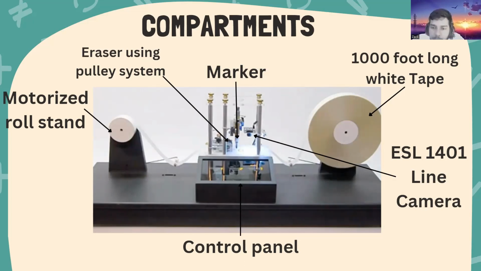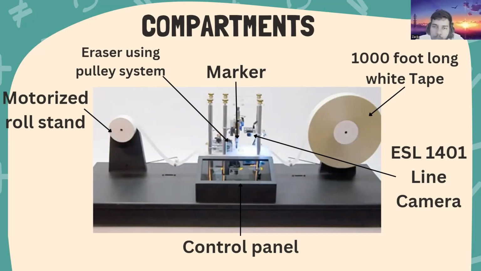And then next is the eraser. As you can see, the white round thing beside the marker is an eraser. Basically, it will rotate using a pulley system to erase, let's say, the number that was written on the tape. So that's the function of the eraser.